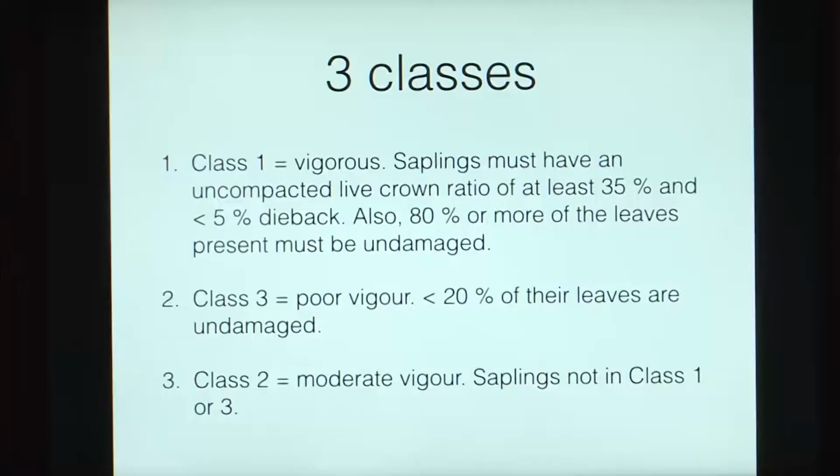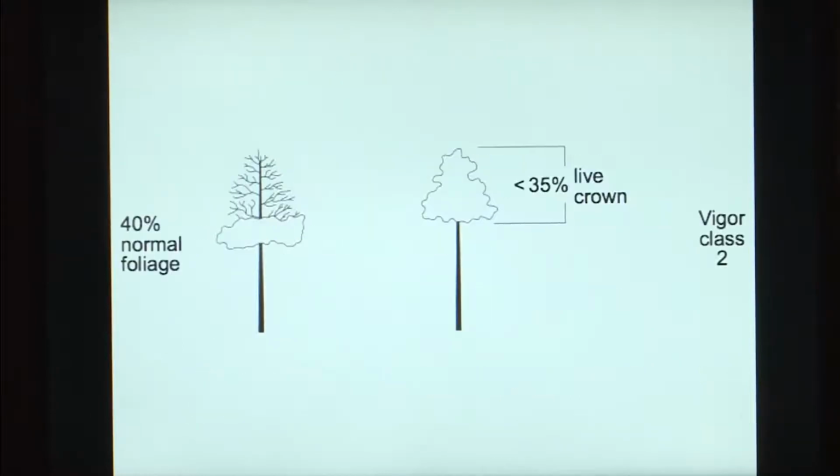Now, the third class, as we can see on the slides now, is the class 2 that we had left before. This is the moderate vigour class. So, any saplings that are not in class 1 or class 3 are put into class 2. Why is that so? Because it is easier to distinguish class 1 saplings and class 3 saplings. So, anything that does not form class 1 or class 3 gets into class 2. So, here we have some examples of class 2. So, in this case we have, suppose, 40% normal foliage.